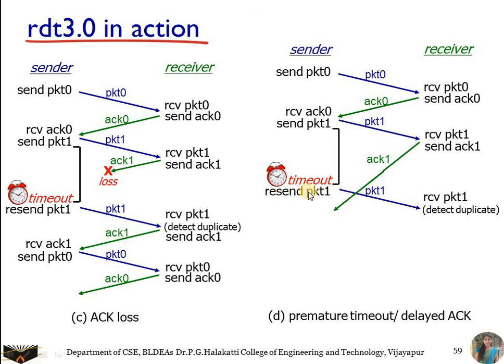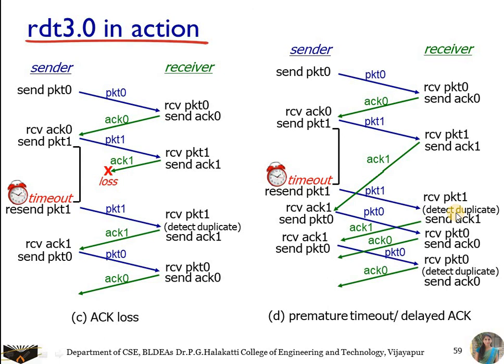But the retransmission has already occurred. So as it did not receive any kind of acknowledgement, it has already retransmitted the packet. That is, a duplicate packet has been sent. So here the receiver is going to receive packet number 1, where it is expecting packet number 0. So it's going to detect the duplicate packet and reject it. And after rejecting, it's going to send the acknowledgement for the same packet.